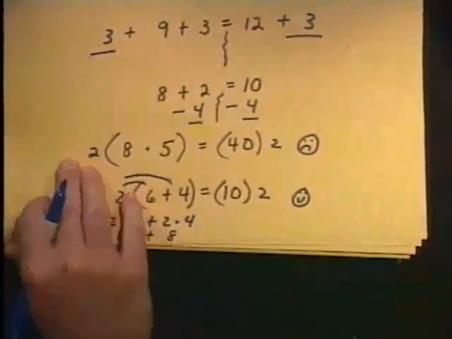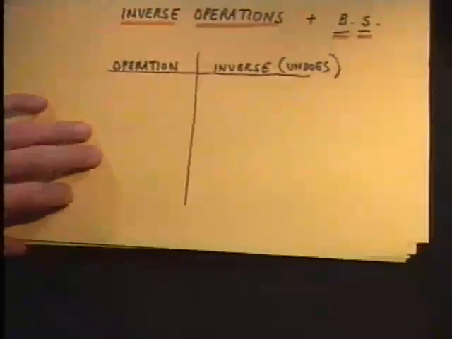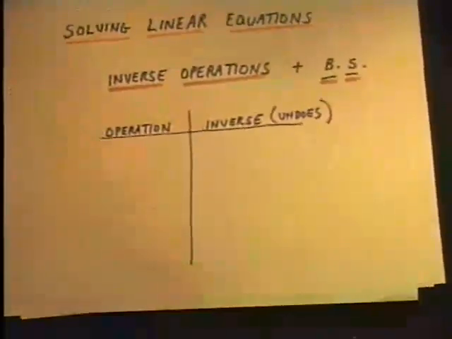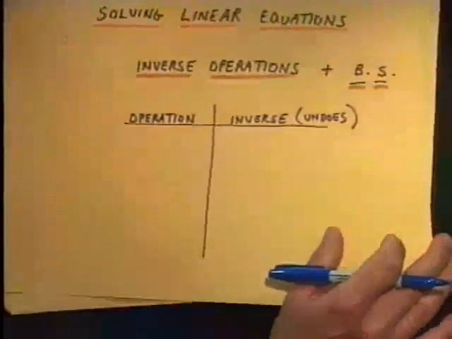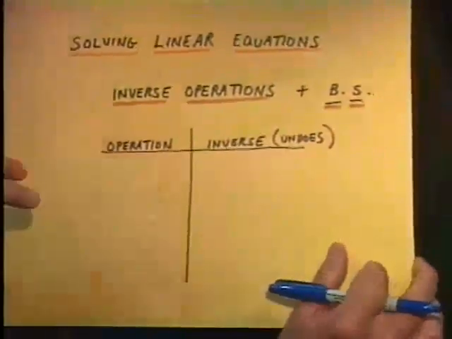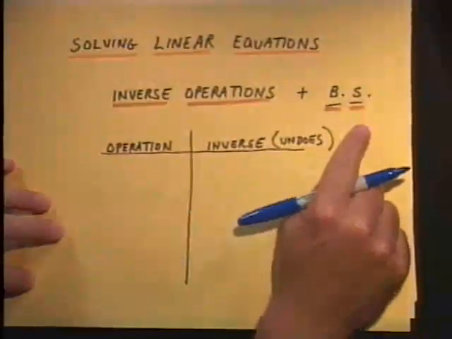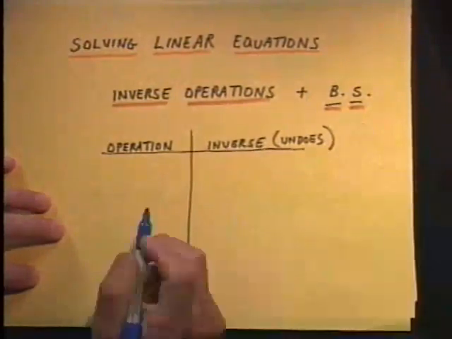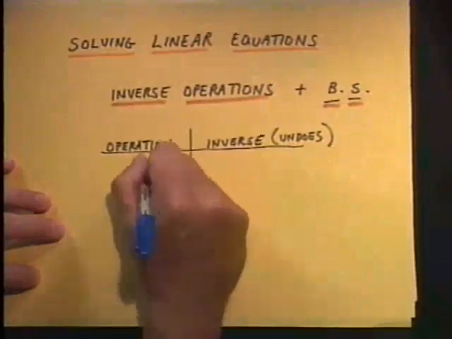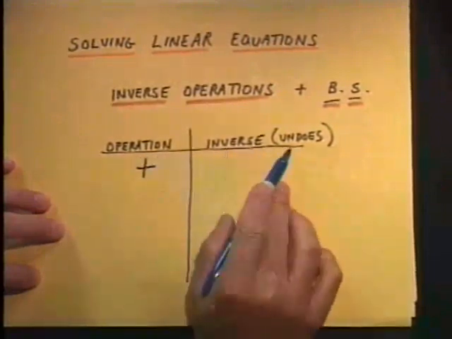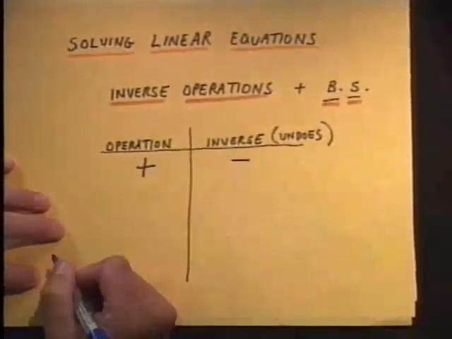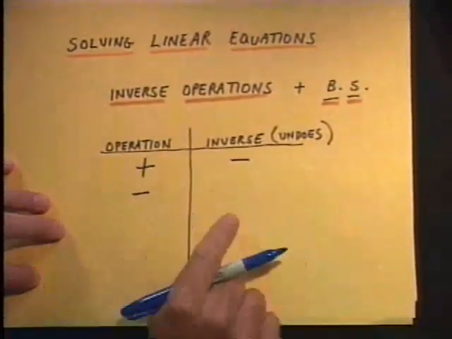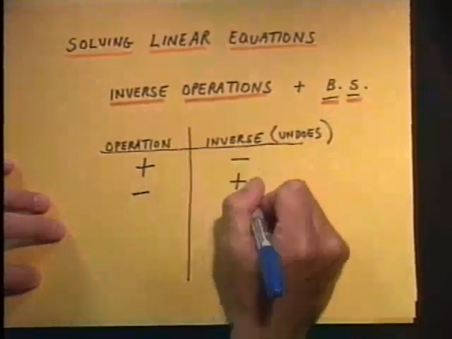All right, now continuing here. When you solve linear equations, we're going to use what is called inverse operation plus the old BS rule, which stands for both sides. So remember, in math, there are certain operators. The operation for addition, what undoes addition, its inverse, is subtraction, and vice versa. If I say the operation is subtraction, the inverse of subtraction, what undoes it, is addition.